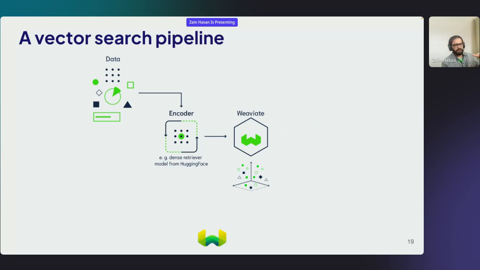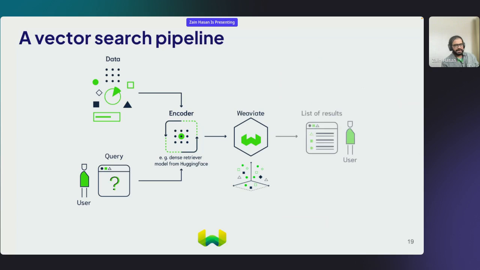Once you've populated your vector database, let's say somebody comes along and they have a question. You take their query, you vectorize it using the exact same model, and you locate that query in the exact same vector space. Then you can do a proximity search around that query to find out what's relevant and what's not relevant, and return the list of relevant results to the user.